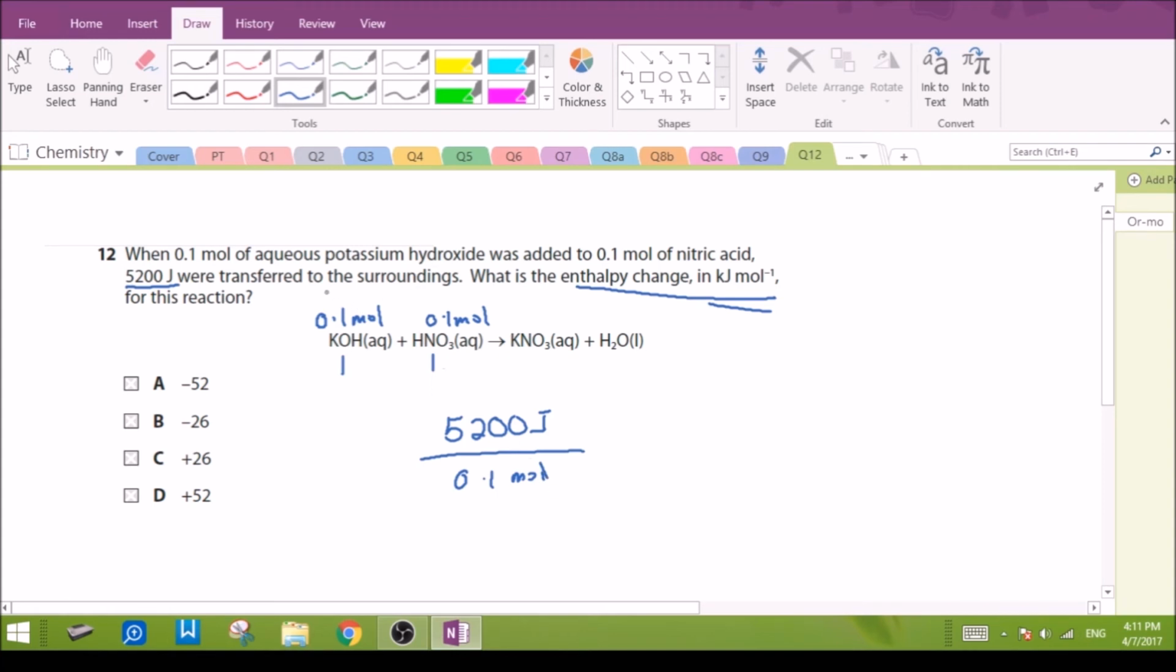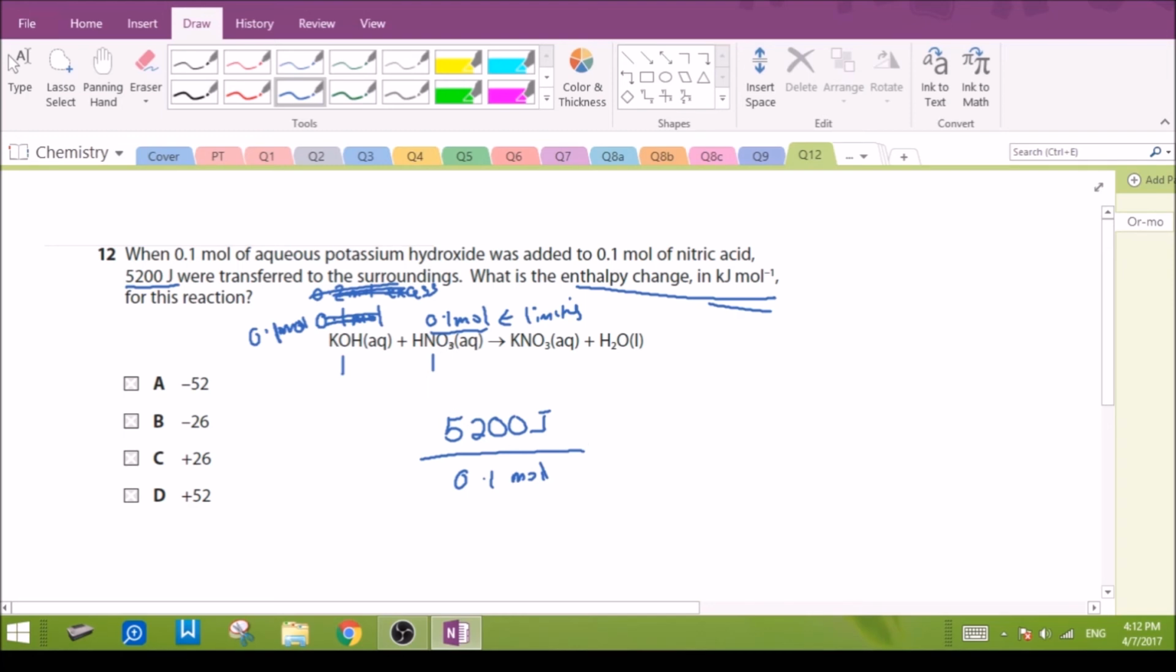Now, if you're wondering what happens if the question says it was 0.2 moles here, just for example, then we must know that this is in excess, right, and then this is the limiting. We will need to use the limiting amount. We cannot say 5,200 divided by 0.2. We cannot use the excess amount. We must use the limiting reagent's amount, right? But in this case, the question sets it such that these are the exact quantities. Both of them can be used as limiting amounts. So we use 0.1 here.